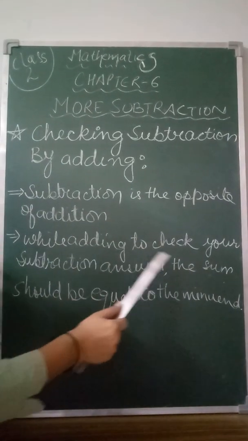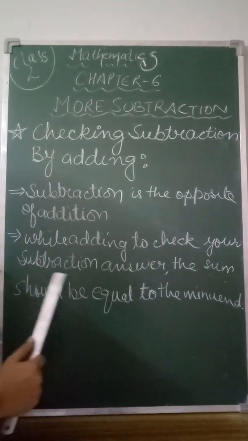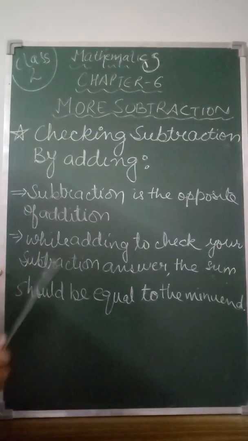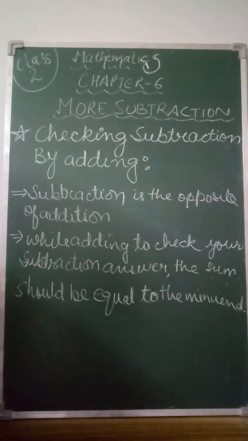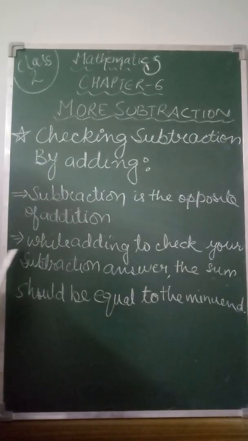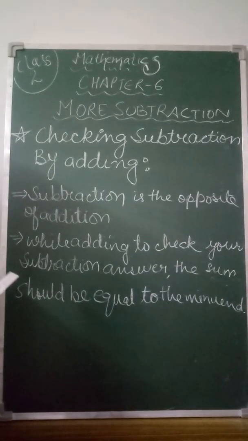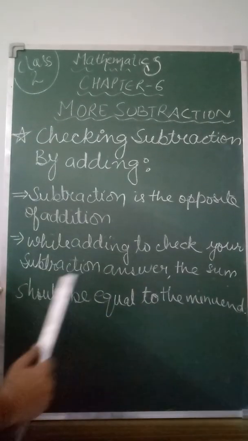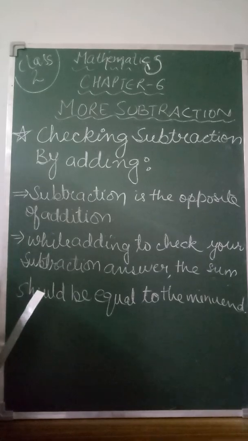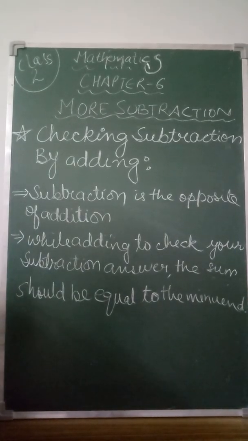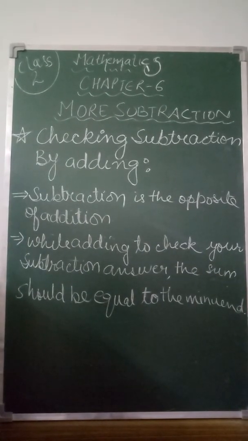Suppose you subtract two numbers and you get the answer, then you have to check whether your answer is right or not. For that, you will check by adding the numbers, but the sum should be equal to the minuend. Okay, so let me explain with the help of an example.